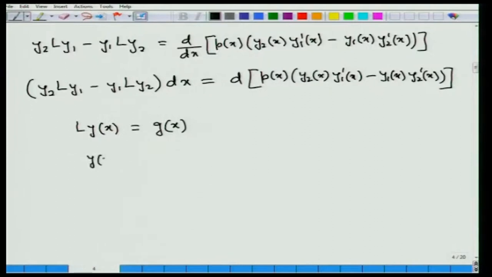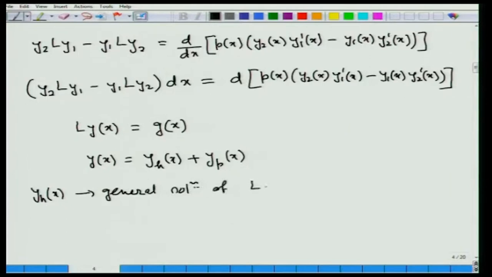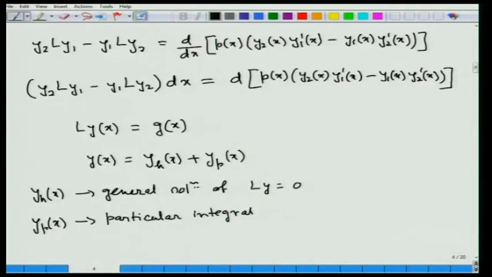But for solution of this equation, you can recall that the general solution y x can be written as a superposition of two solutions, y h x plus y p x, where y h x is the general solution of the homogeneous equation L y equal to 0, and y p x is known as the particular integral. And since the given equation is a linear ordinary differential equation, therefore, using the superposition principle, we can find the solution y x equal to y h x plus y p x.